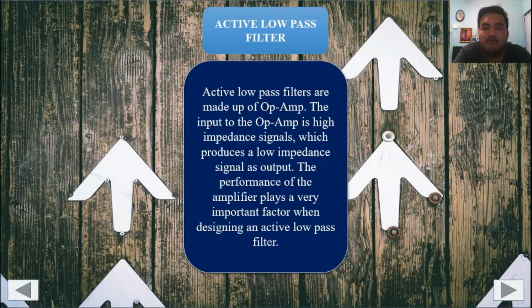Thank you, Maran, for the presentation for summing. Now I will present my part: active low pass filter and rectifier. Active low pass filters are made up of op-amps. The input of the op-amp is a high impedance signal, which produces a low impedance signal as output. The performance of the amplifier plays a very important factor when designing an active low pass filter.